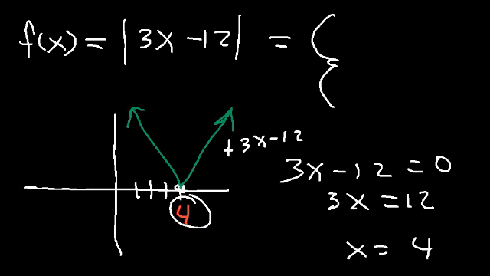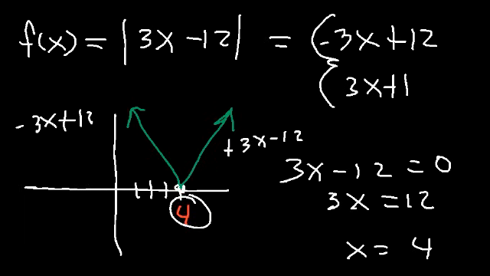So the right side of the graph is positive 3x minus 12. The left side of the graph, you need to multiply everything by negative 1. So instead of having positive 3x, it's negative 3x. And instead of negative 12, it's positive 12. So if this graph continues, it's going to touch the y-axis at 12. That's the y-intercept. So we can write the function as negative 3x plus 12 and 3x minus 12.